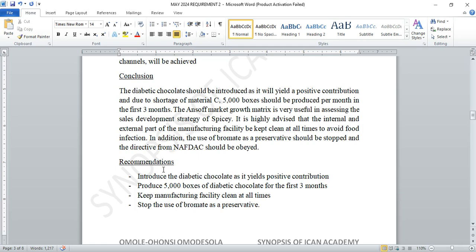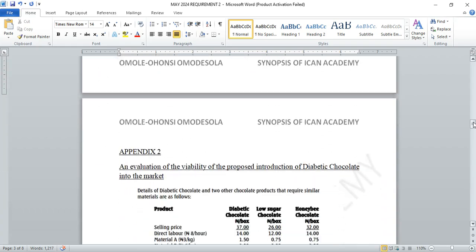Your recommendation should be in bullet points. Introduce the diabetic chocolate, because they asked us, they want to introduce it: should we introduce it or not? And how many boxes should we produce? That's what they're asking us to do. So yes, introduce the chocolate and also produce 5,000 boxes per month. Keep the facility clean and stop the use of bromate.